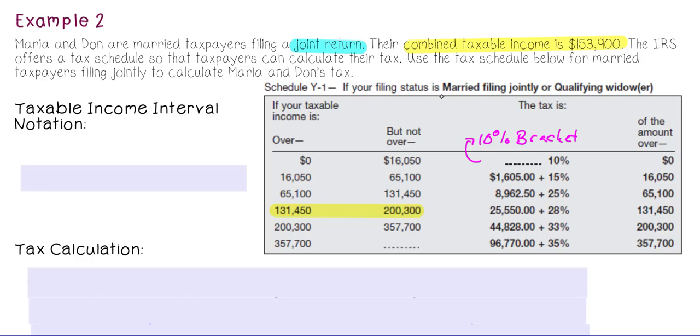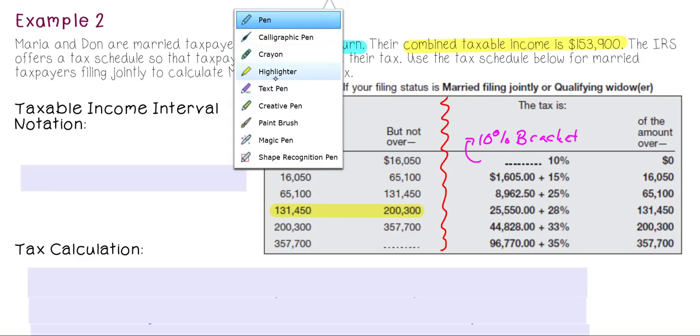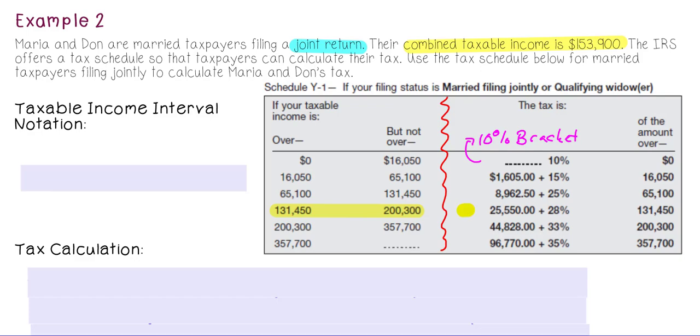So this tax table really is split in two. The first two columns are used to figure out which bracket to look at. The second two columns tell you how to calculate the tax. So we're looking at the second line right here for calculating the tax.